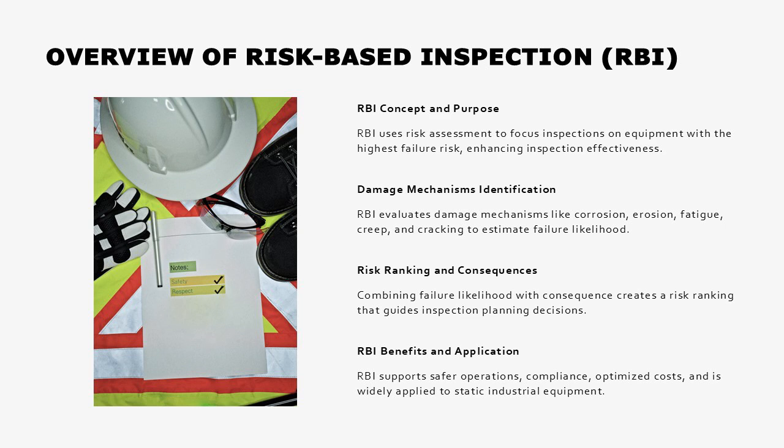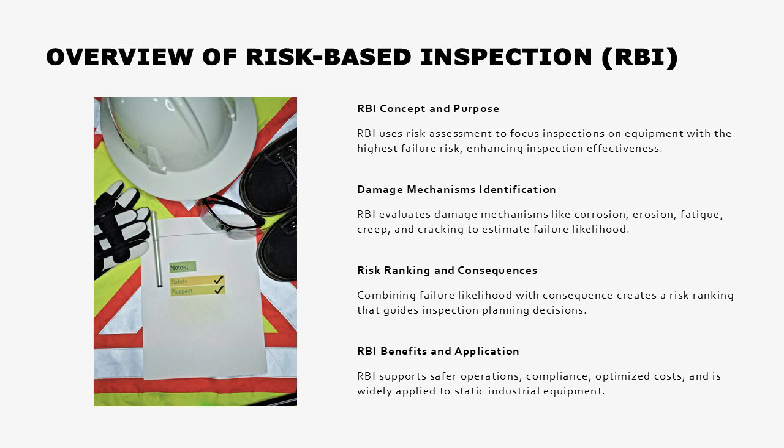In an RBI program, equipment is evaluated to identify credible damage mechanisms such as corrosion, erosion, fatigue, creep, and cracking. These mechanisms are then used to estimate the likelihood that the equipment will fail over a defined time period. At the same time, the potential consequences of failure are evaluated, including impacts to personnel safety, environmental release, business interruption, and repair or replacement costs. By combining likelihood and consequence, RBI produces a risk ranking that supports inspection planning decisions.